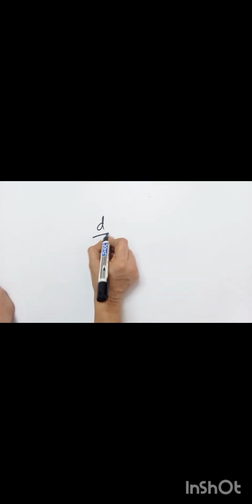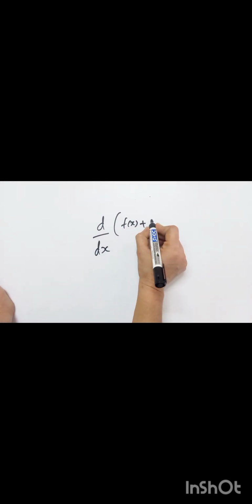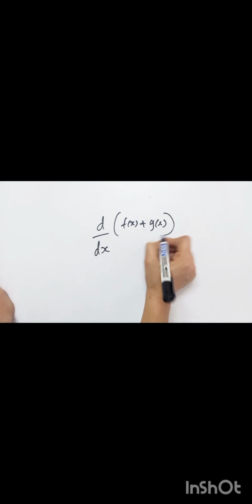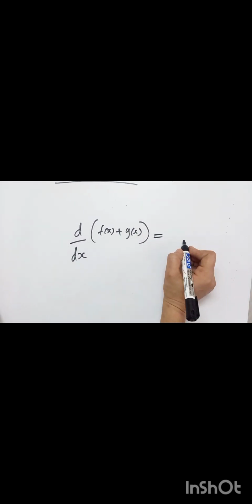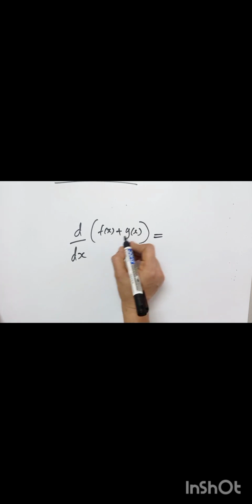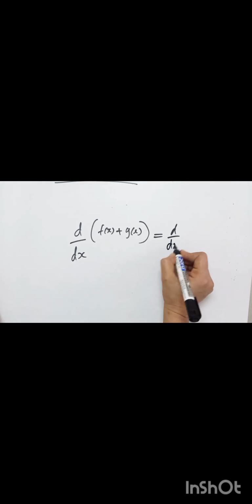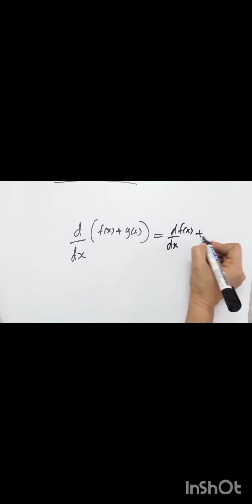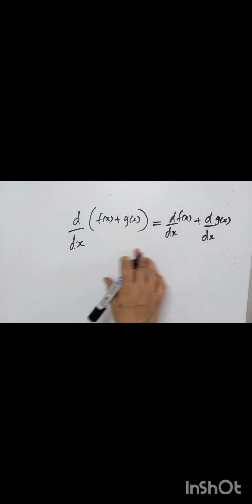For example, d by dx of f of x plus g of x, that is if an expression is given like sum of two expressions. Okay, how to find the derivative? So if it is sum, you can find the derivative like the derivative of first expression plus derivative of second expression, that is d by dx of f of x plus d by dx of g of x, like that you can find. Okay, so that is the sum of two expressions.